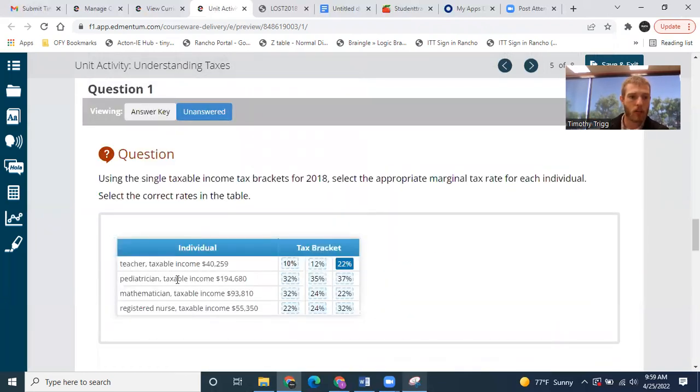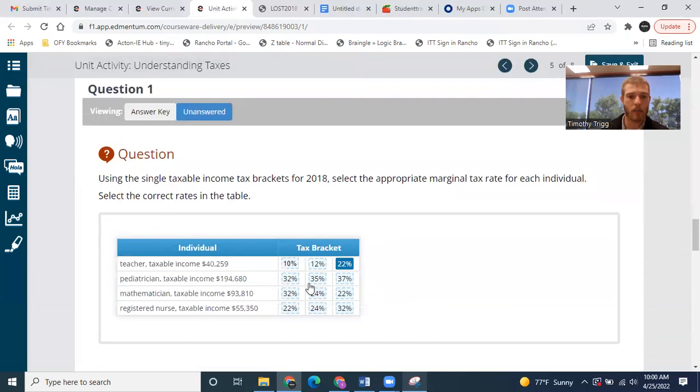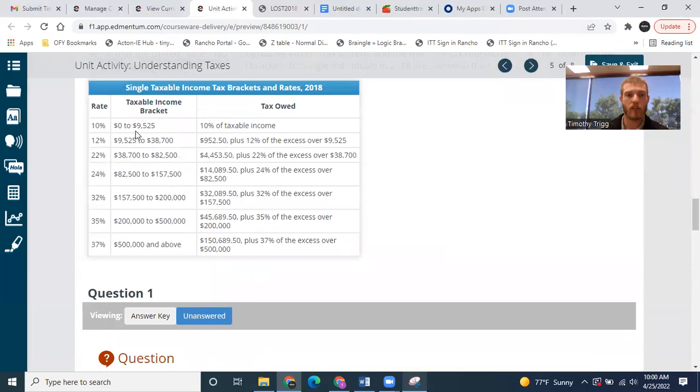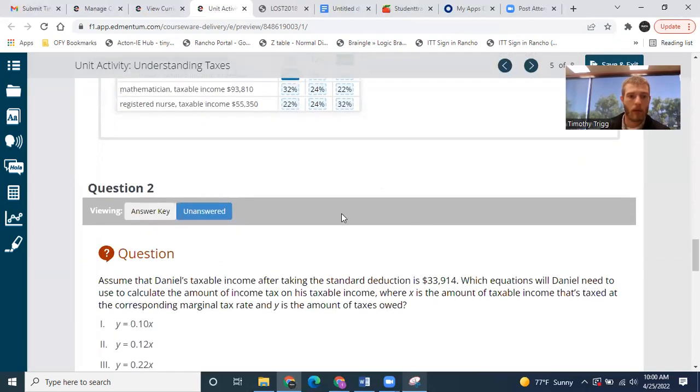Okay, pediatrician, taxable income $194,680. So what tax bracket does that put them in? Well, that puts them in this tax bracket. So 32% tax bracket. Okay. See if you can answer these other two, figure out which tax bracket is the highest tax bracket for each of these individuals. Again, just figure out which gap they fall into. Okay.